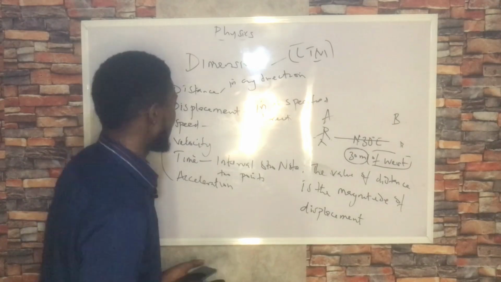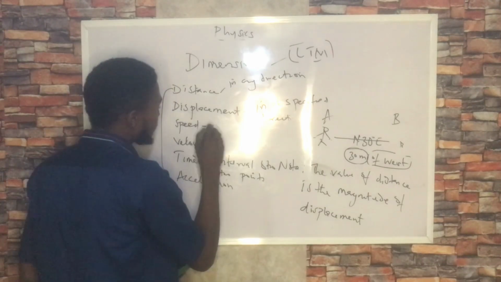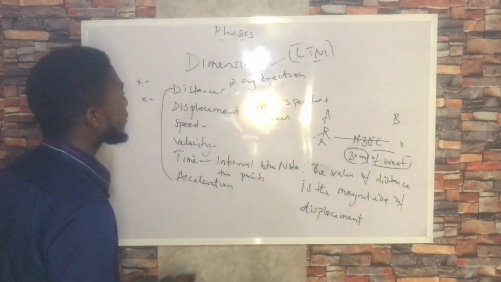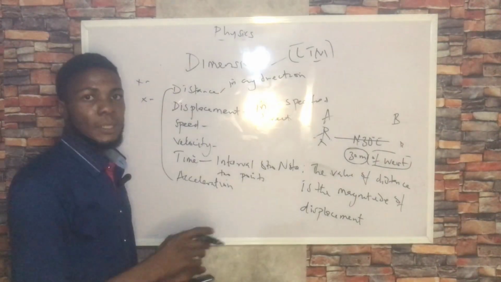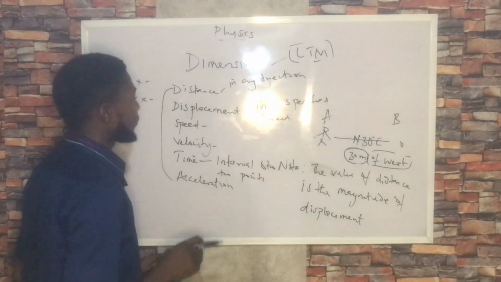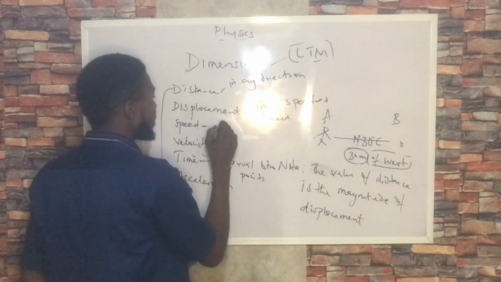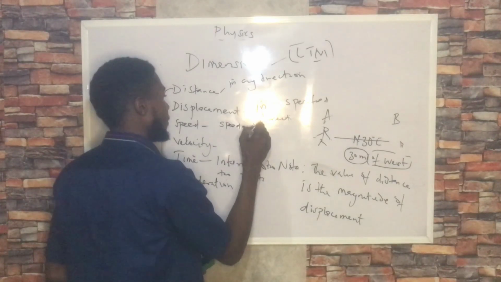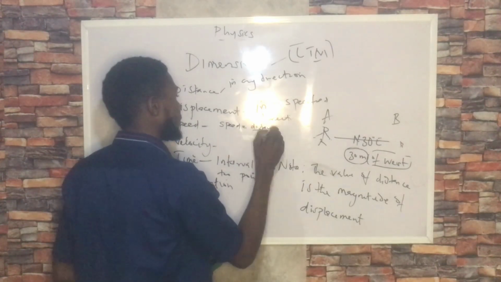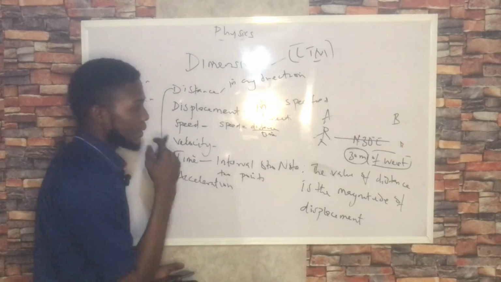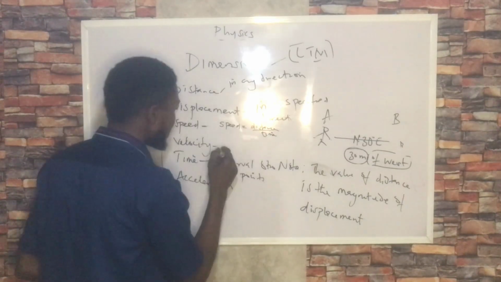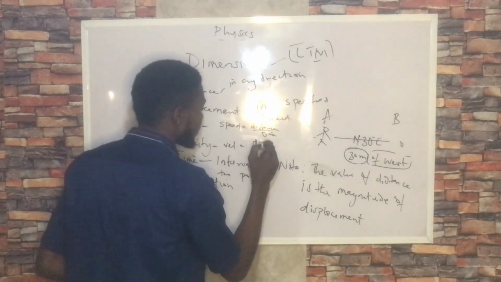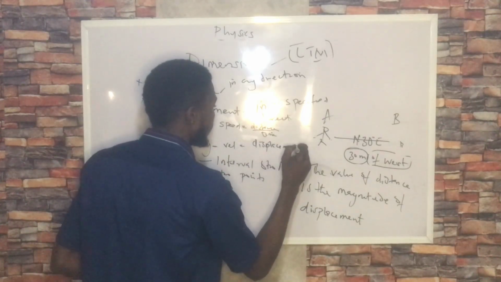Then speed. In physics, speed and velocity are quite related, just like distance and displacement are related, but with one particular difference. We say speed is the change in distance over time. That is speed. So velocity is given as what? Velocity is given as displacement over what?